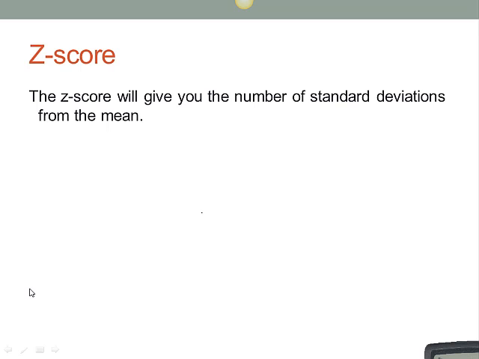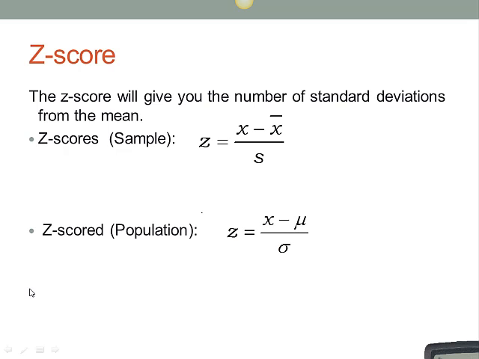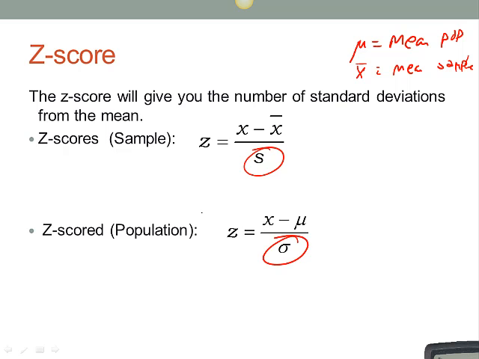Okay, the z-score. The z-score will give you the number of standard deviations from the mean. Simple as that. It's a number that pops out from our formula. For the sample standard deviation, here's our formula, and for the population, there we go. It's basically the same thing. We take x, the data point, minus the mean, and divide it by the standard deviation. If we're talking about a population, it's x minus mu, the mean of a population, and x bar is the mean of a sample. Similarly, s is the standard deviation of a sample, and little sigma is the standard deviation of a population.